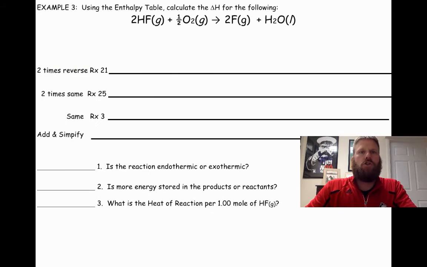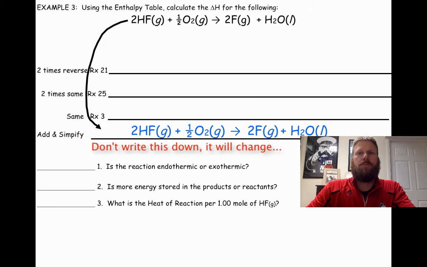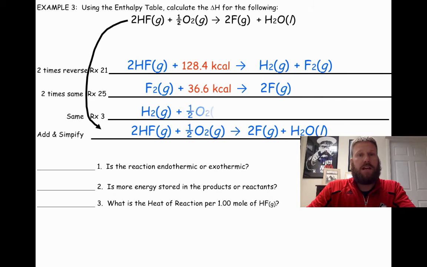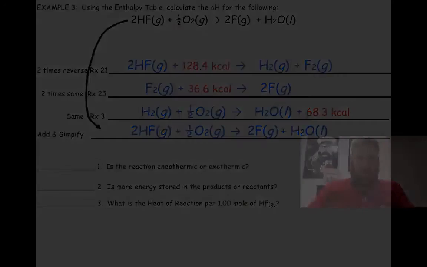Okay, your turn to try some. In this example, you are told how to manipulate the given equations. 2 times the reverse of reaction 21 should give this. 2 times reaction 25 should look like this. And reaction 3 is simply this. Pause the video and try to add these reactions together on your own. When you think you have it, press play and check your work.